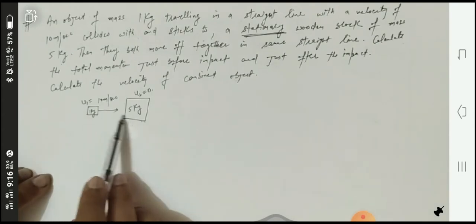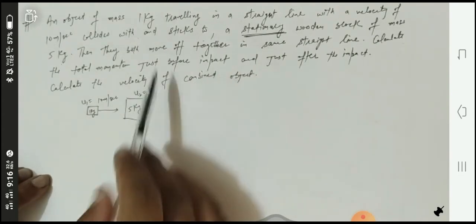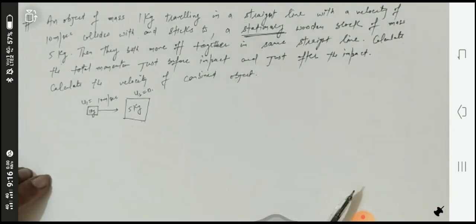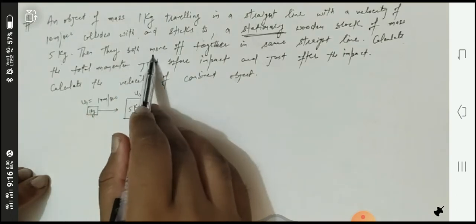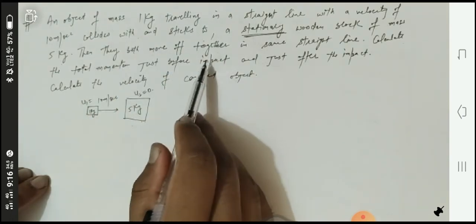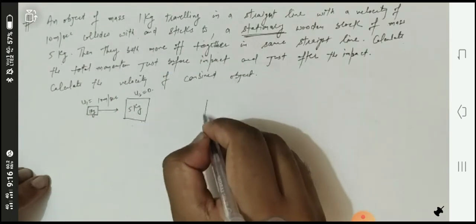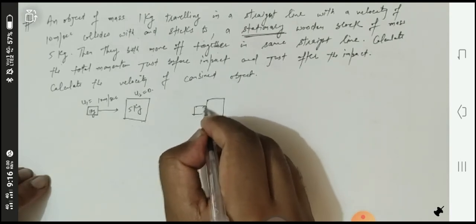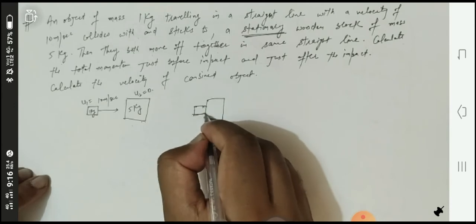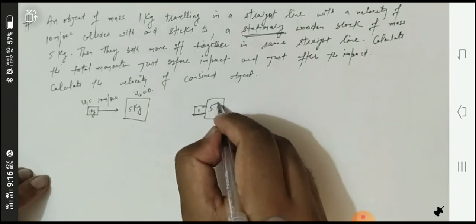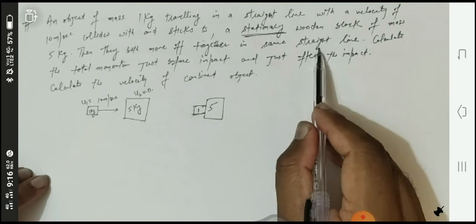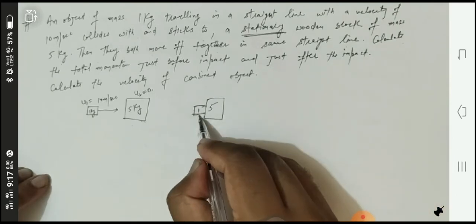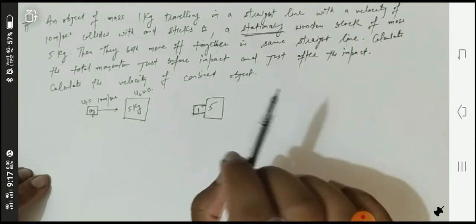So it collides and sticks to a stationary wooden block of mass 5 kg, right? Then they both move off together in the same straight line. Means now they both move together in the same straight line. Correct? So mass is 1 kilogram and 5, right?